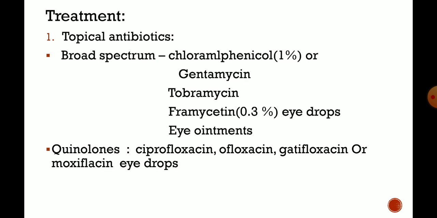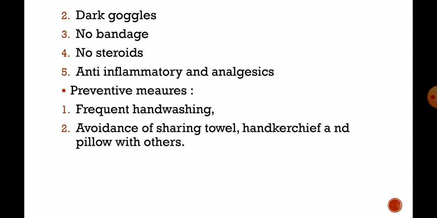Treatment is topical antibiotics. An example for a topical antibiotic: Ciplox eye drops, or floxacin eye drops. For photophobia, you advise dark goggles. You do not give bandage and steroids because again that will make the infection proliferate. You can give analgesics and anti-inflammatory. This can spread to others, so be very careful. You have to wash your hands every time, otherwise you will contaminate things you are using, and if someone shares a handkerchief or a towel with you, they will also get the disease.